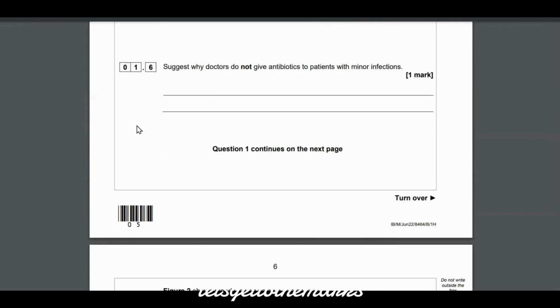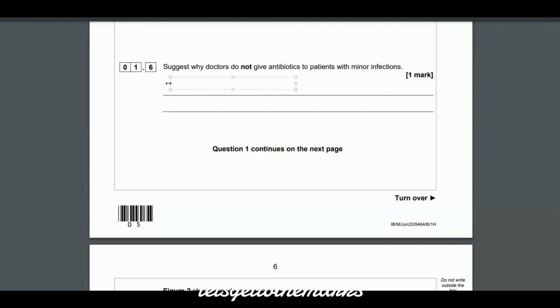Okay, 1.6. Suggest why doctors do not give antibiotics to patients with minor infections. One of the dangers of giving out too many antibiotics is we can create something called bacterial resistance. This is when the bacteria develop resistance to certain antibiotics, and that can be quite dangerous. So, they shouldn't give out antibiotics if you only have a little infection.